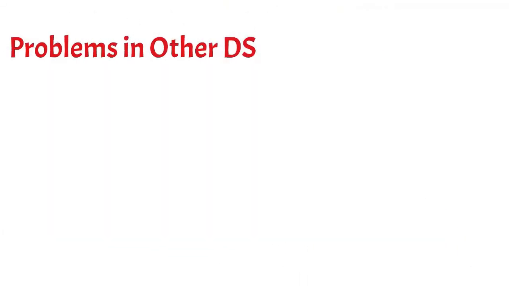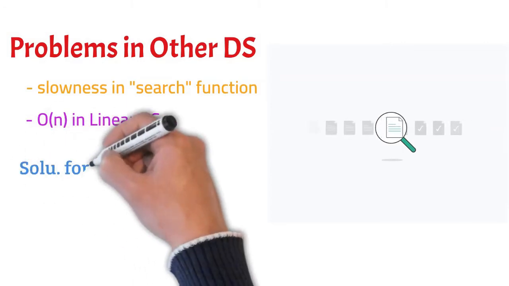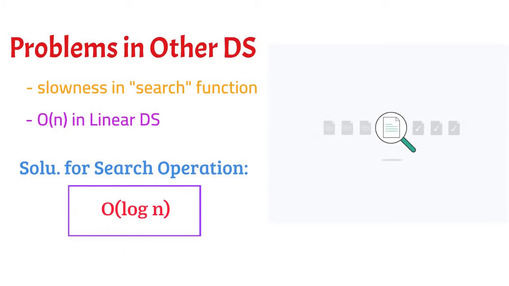One of the biggest problems with other data structures is their slowness in search function. Time complexity of search operations is order of n on all the linear data structures. The best case for search operation could be order of log n with binary search tree, which is a nonlinear data structure.